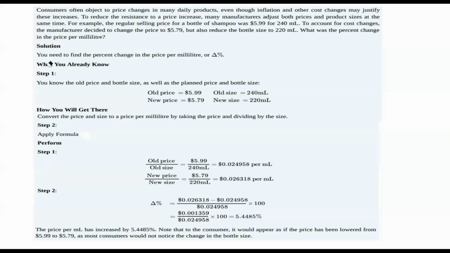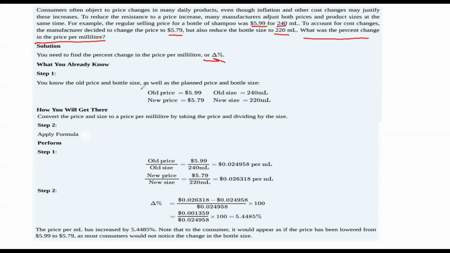So $5.99 was for the 240, but they reduced the price, and they reduced the volume. So you might want to analyze now, well, what has happened here? Did the thing get cheaper? What is good to examine is what the question asks you: what was the percent change in the price per milliliter? That's a good thing, break it down to the smallest unit. How much in these two bottles for each milliliter? That's all we want to calculate.